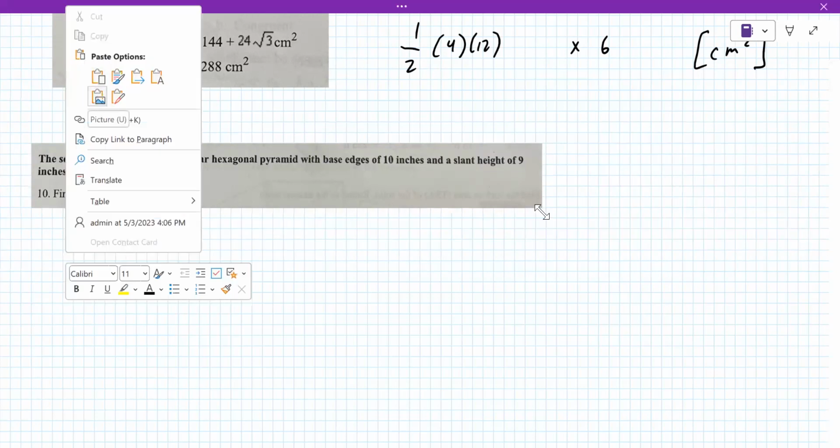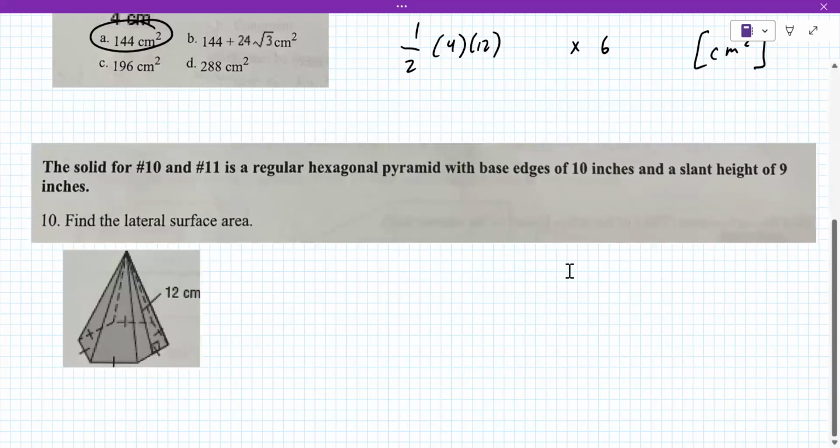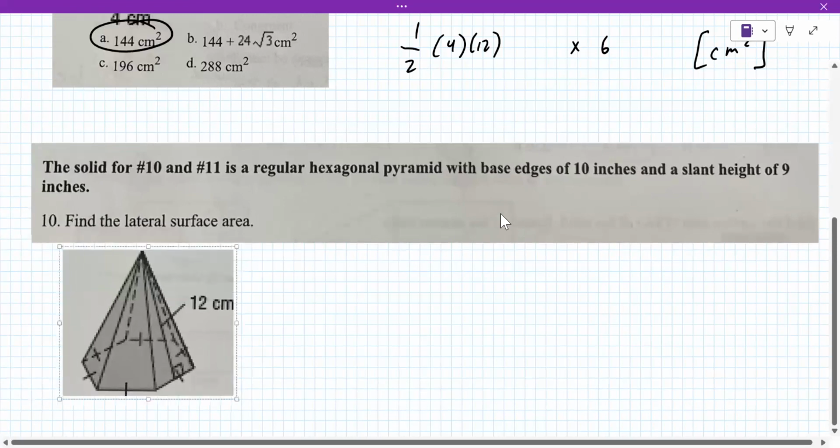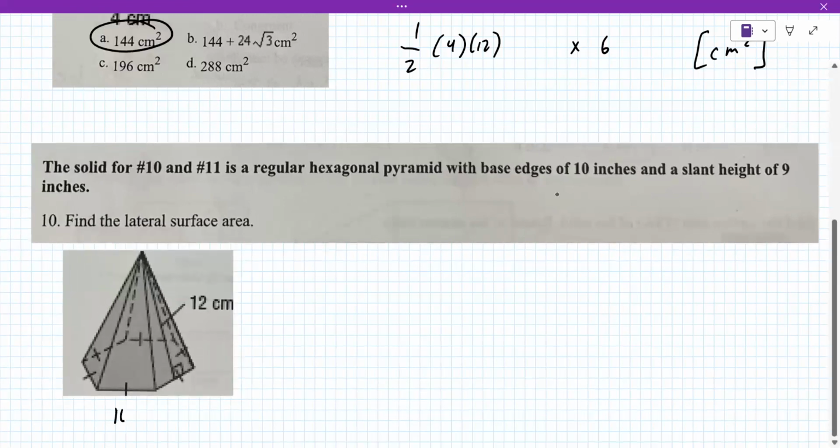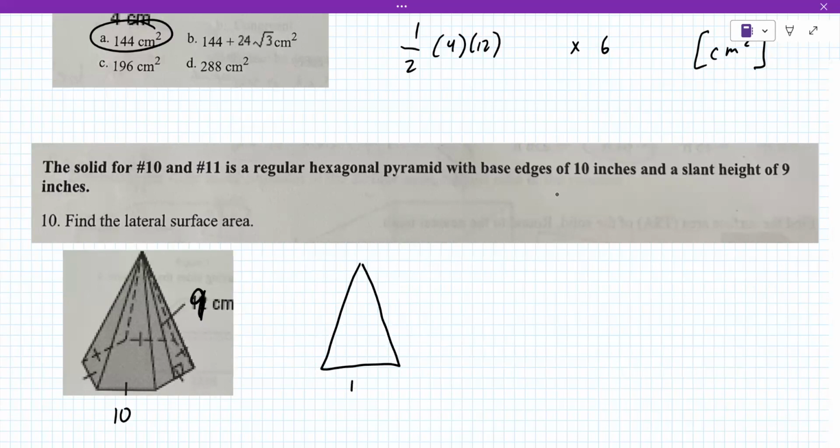So it says here the hexagonal pyramid, which is exactly what you have, but it says that the base edge is 10 and the slant height is 9 this time. Okay, so the lateral area, surface area is the same calculation as the previous problem. You have to find the area of one of these triangles and then multiply by 6. That's now inches.